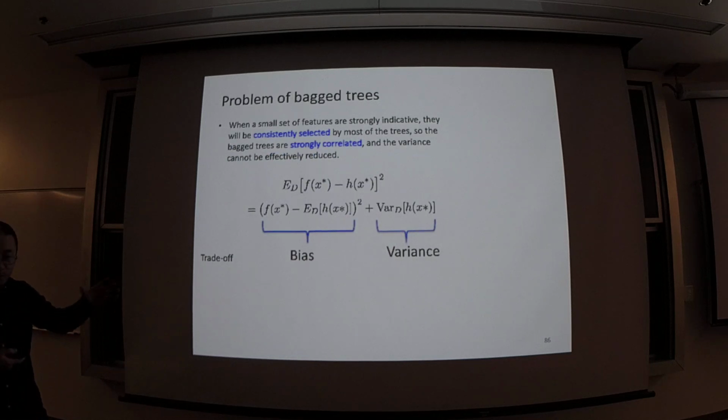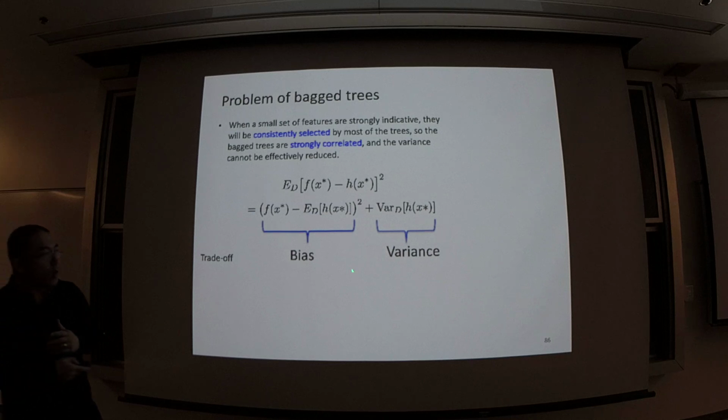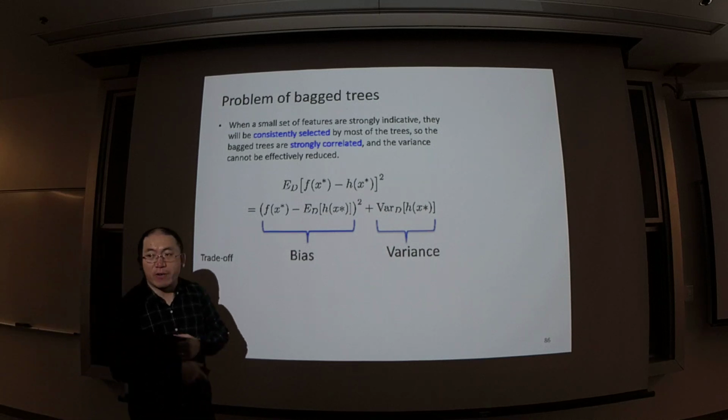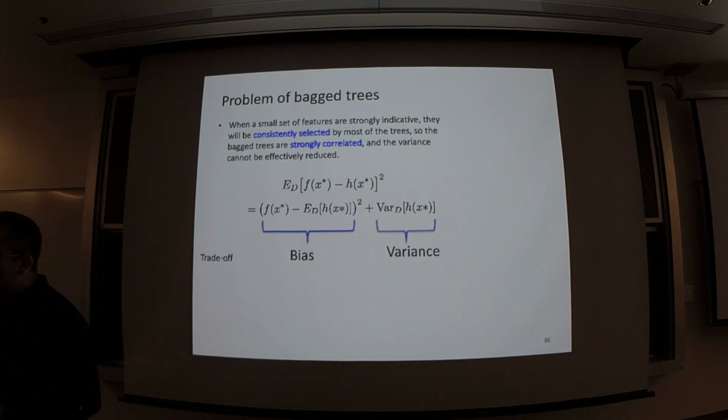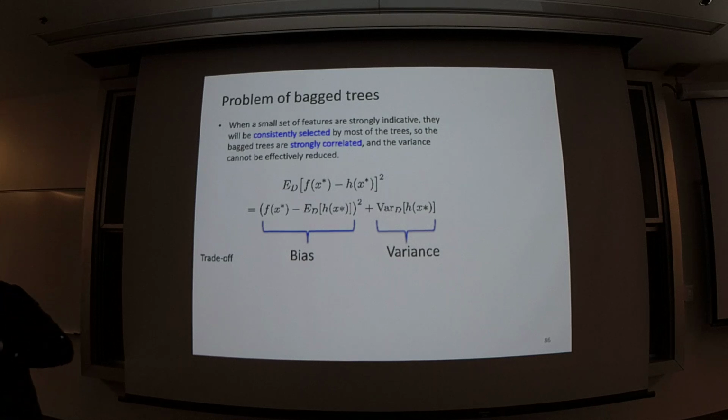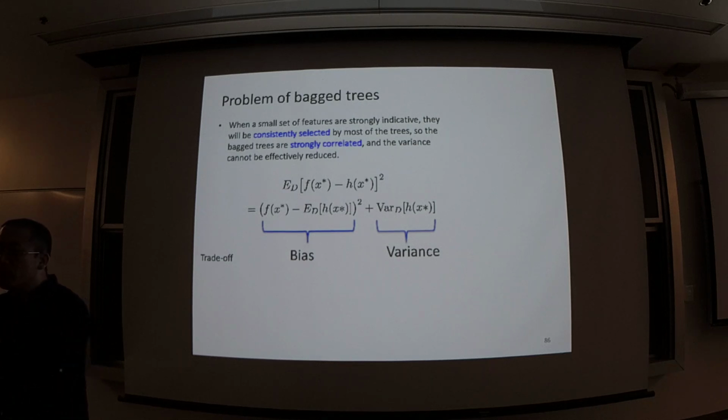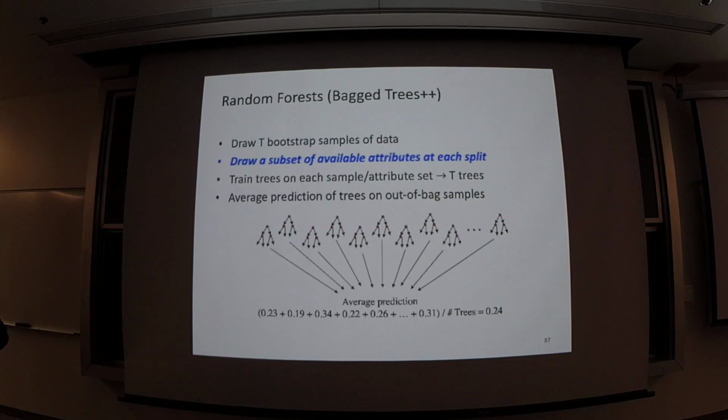As to the point you mentioned, in practice, one way to improve the bagged decision trees is to reduce variance. And one key strategy to reduce variance is to reduce the correlation between different trees. Right? That comes to the random forest.